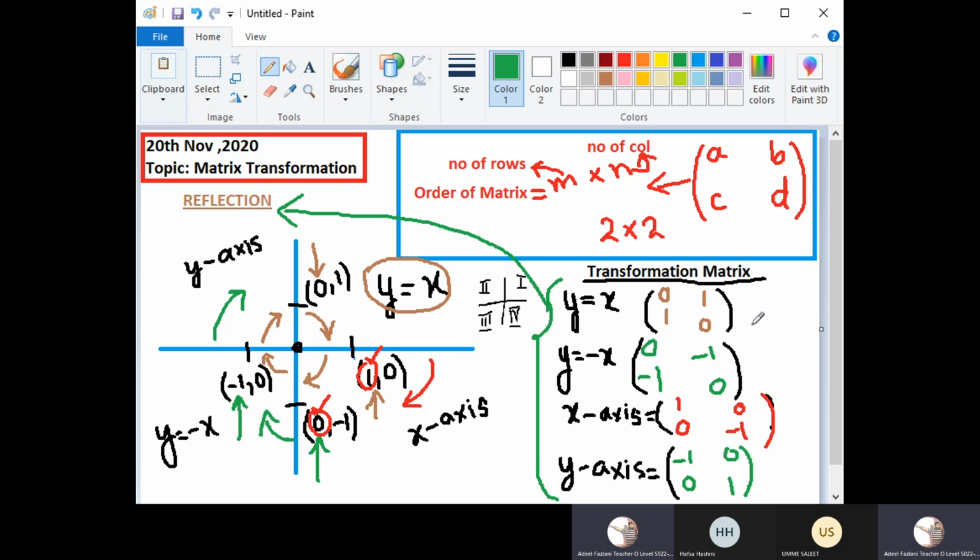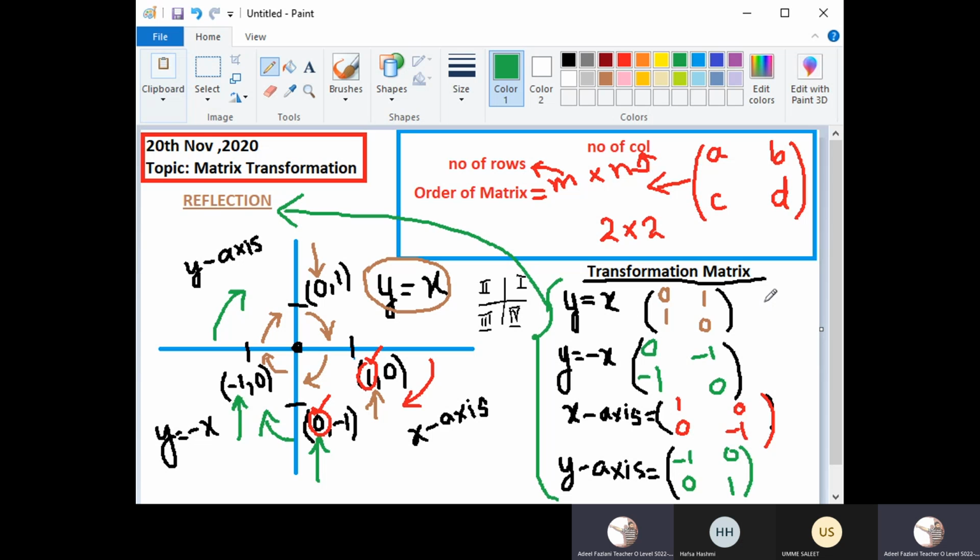Actually, you should know these all are the matrices. You should know how you reveal them, how you are getting the matrices. And once you have revealed the matrices, it's quite an easy task for you to remember, right?